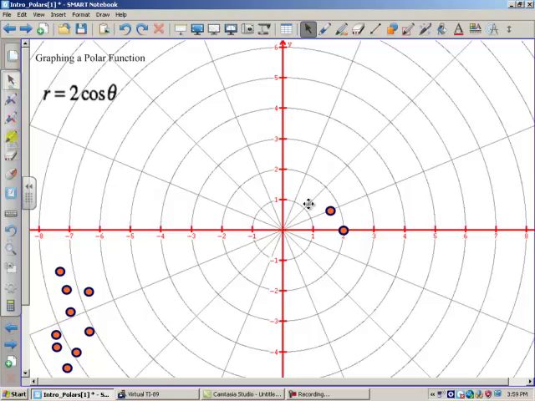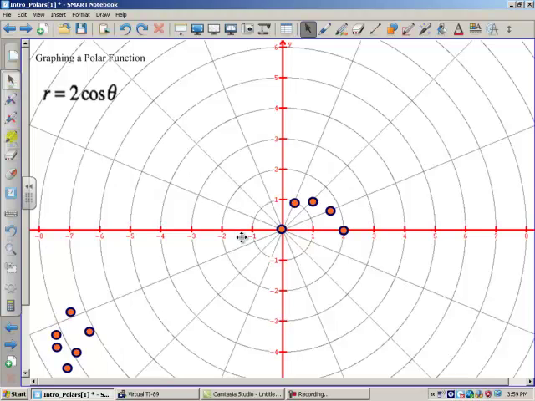Now let's do 45 degrees. The cosine of 45 is 1 over the square root of 2, times 2 gets you to about 1.4, so it's a little less than 1.5. And then at 60 degrees, the cosine of 60 is 1/2. 1/2 times 2 is just 1. So at 60 degrees, I'm at the first circle. Then I'm going to plug in 90. The cosine of 90 is 0. So at 90 degrees, I'm right here. And then I'm going to keep going with this.